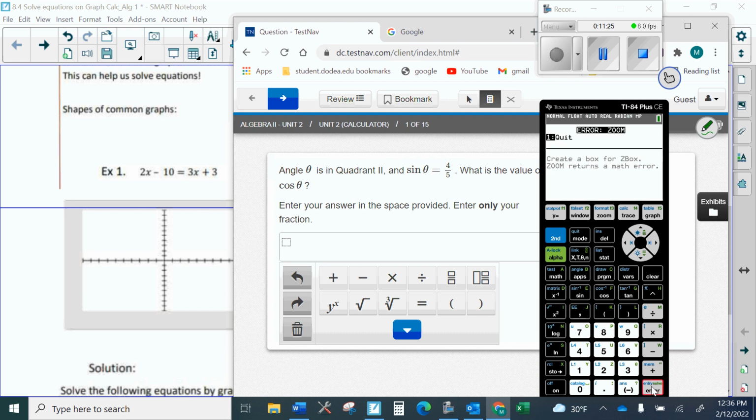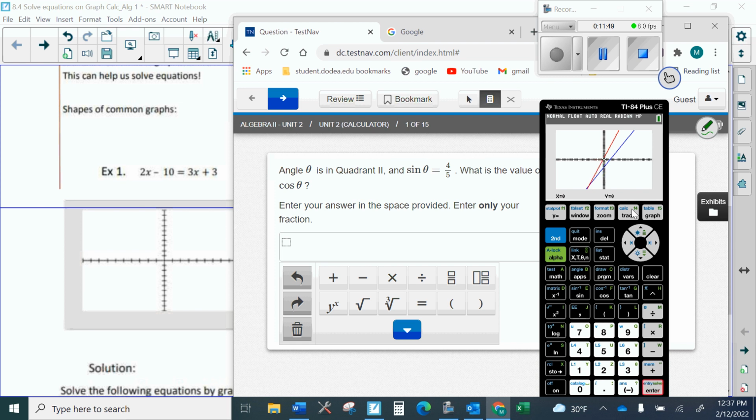Oops, he's not doing it. Quit. Zoom 6. There we go. Okay, so now it's back to the standard one. Again, I can't see it. So notice the window, negative 10 to 10, negative 10 to 10. Okay, I need to zoom out 3. Now I can see the point of intersection.